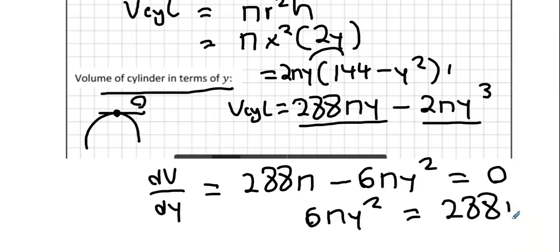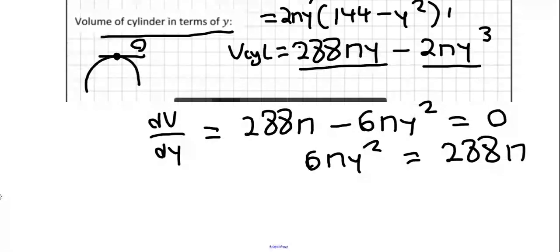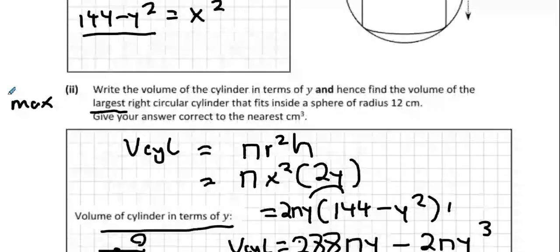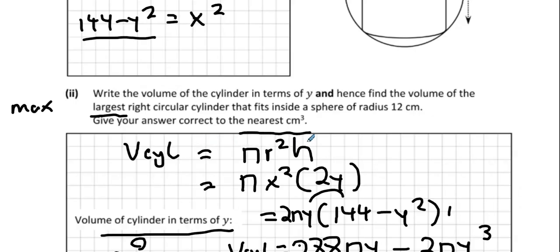Now what's 288 divided by 6? Anybody know? 48. So y squared equals 48. And what's the square root of 48? 4 root 3. Okay. Is everybody happy with 4 root 3? Is that the answer though? No. Because it wants the volume.